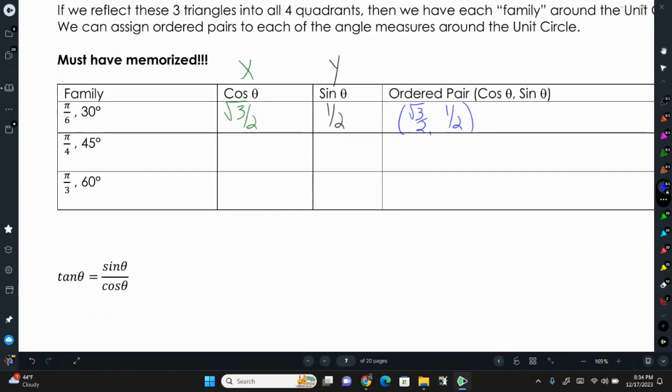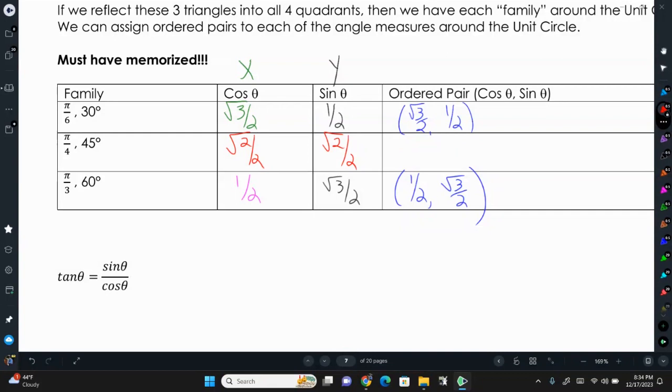I'm going to do the 60 next because it's the same thing as a 30 but flipped or switched. So now the x-coordinate will be 1/2, and the y-coordinate will be the square root of 3 over 2. So the ordered pair will be 1/2 comma square root of 3 over 2. And then the 45, 45, 90, that one, the x and y coordinate are exactly the same: the square root of 2 over 2, square root of 2 over 2.